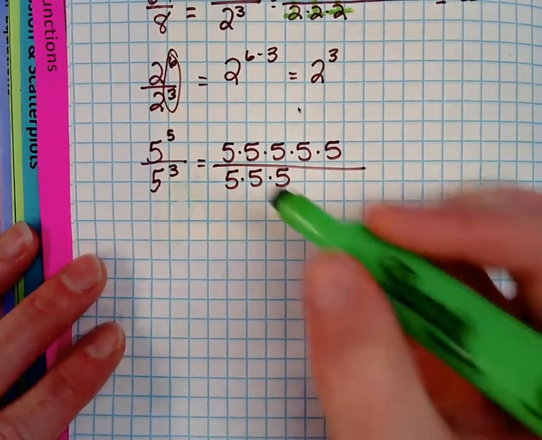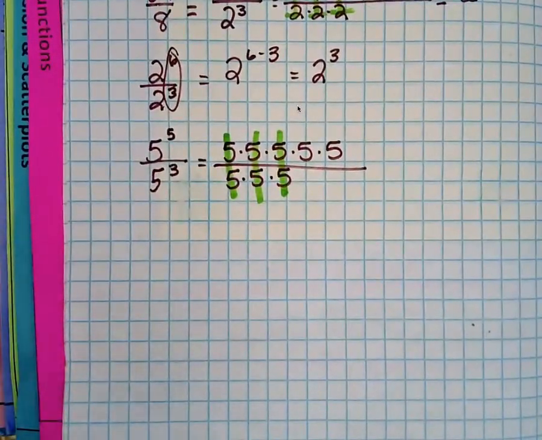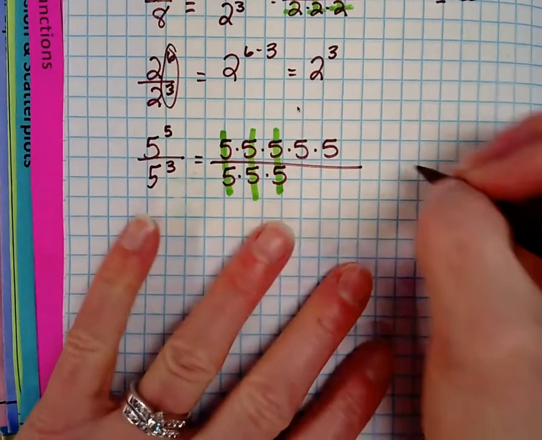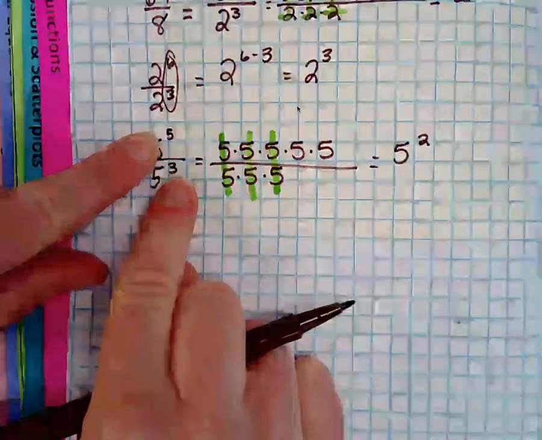So we expanded them out. Simplify. I'm just writing lines over the top of them now. What do we have left? 5 squared. So what could we have done?